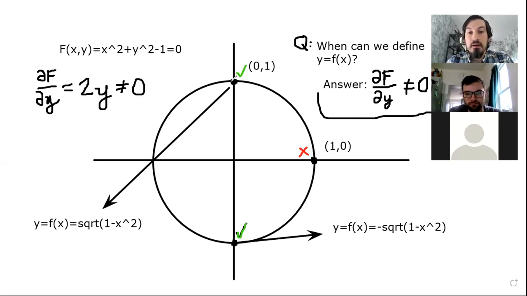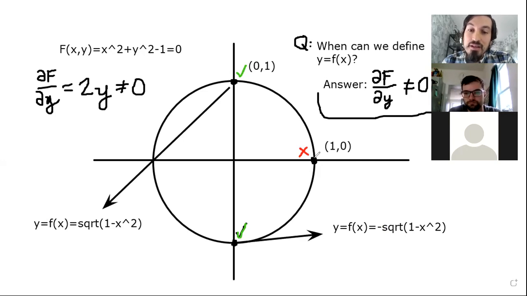It says at this point, because df/dy is not equal to 0, we can define a function y equals f of x. And in fact, it's this one right here. The positive square root of 1 minus x squared is the explicit function defined in a neighborhood of this point. Down here, once again, df/dy is not equal to 0, and we can define an explicit function. In fact, it's the negative square root of 1 minus x squared. That would be a description of this function down here.